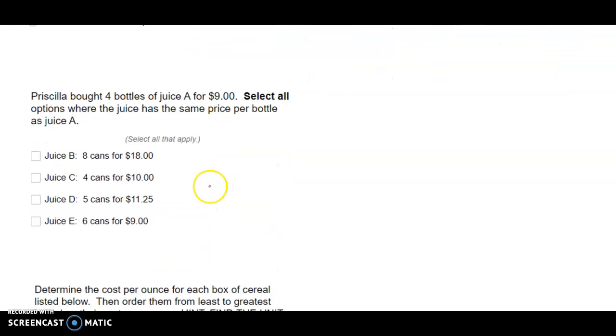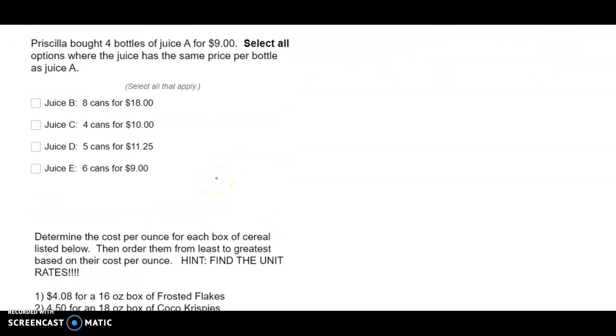Okay, moving on. We've got Priscilla bought 4 bottles of juice for $9. Select all options where the juice has the same price per bottle as juice A. So first we're going to figure out the unit rate for juice A. So it was $9 for 4 bottles. So if you do 9 divided by 4, you get $2.25 per bottle. So then we're going to continue down and check each of these.